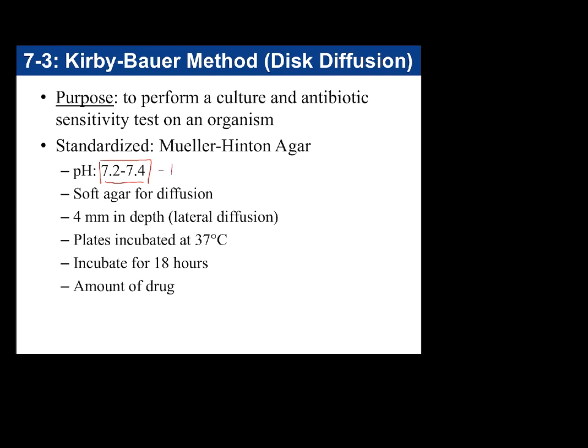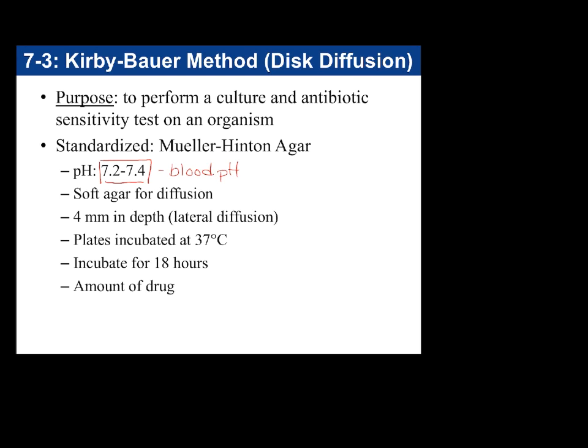Now, an interesting thing about this is that this is the pH of blood. Why might that be important? Well, we are testing the efficacy of antibiotics, and if antibiotics are going to be used in the human body, we need to see how they're going to be effective at that particular pH.